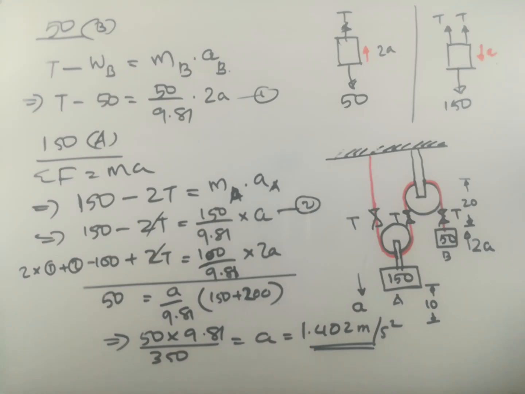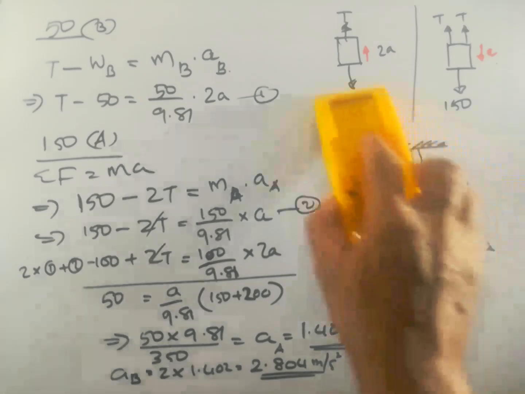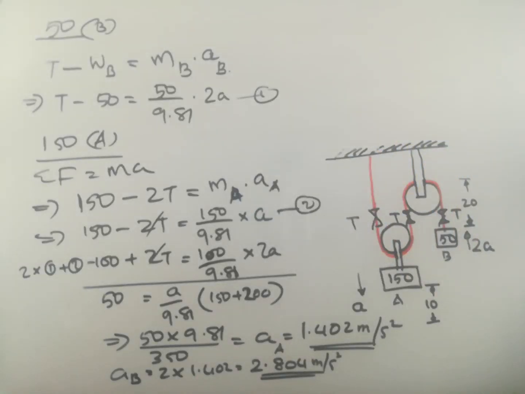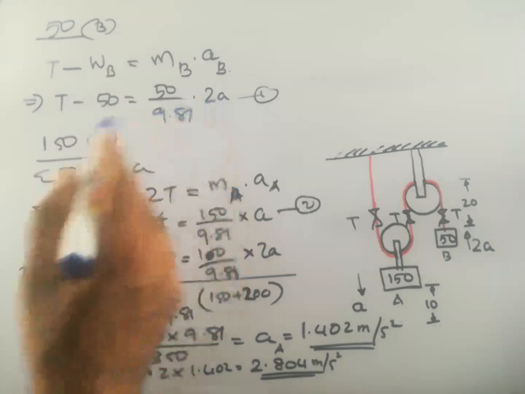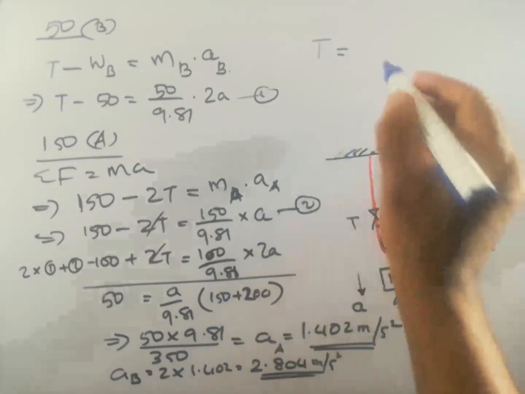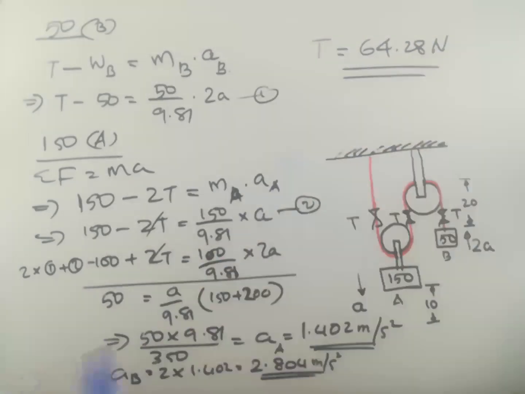One of the answers: 1.402 meter per second square is the acceleration of block A. Therefore, acceleration of block B is a_B equal to 2 into 1.402 equal to 2.804 meter per second square. Now to find out the tension, what to do? That is the simplest thing, isn't it? Simply substitute the value of A in any of these equations. If you put A equal to 1.402 in equation number 1, we will get T equal to 64.28 Newton. So that is the answer.